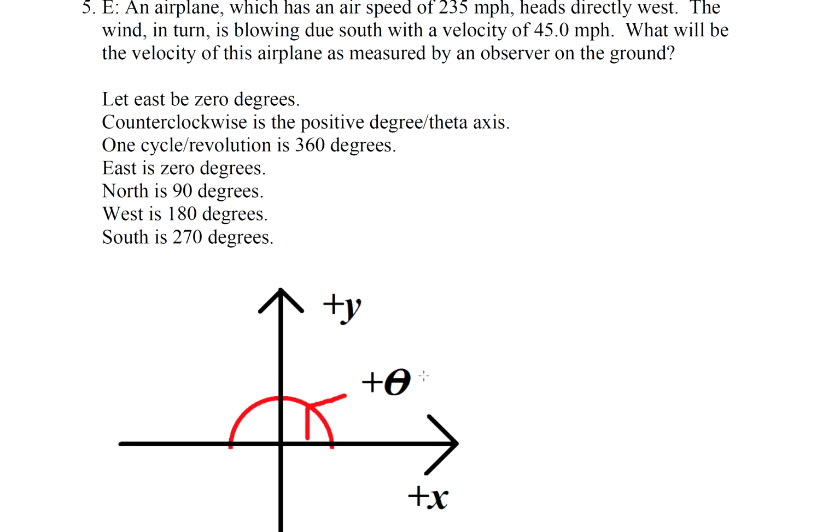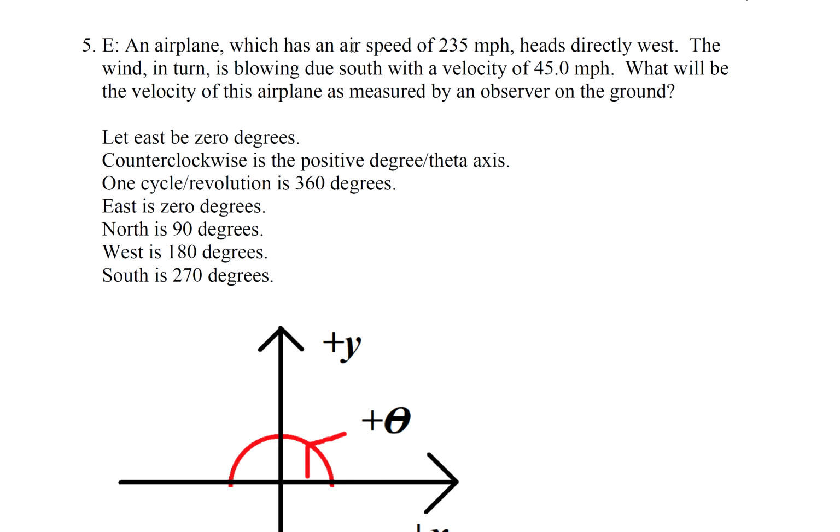So let east be 0 degrees. Counterclockwise is the positive theta axis or degree axis. One cycle or circle or revolution is 360 degrees. So east is 0, north is 90, west is 180, south is 270. So we're going to add the velocity of the airplane plus the velocity of the wind.